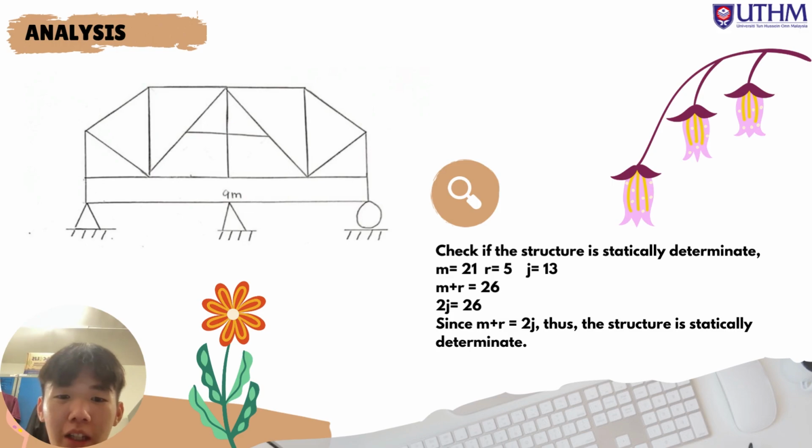In this part of the analysis, we are supposed to check if the bridge is statically determinate or not. So the formula that we are using is m plus r equals 2j. And from our calculation, we can see that it is statically determinate.